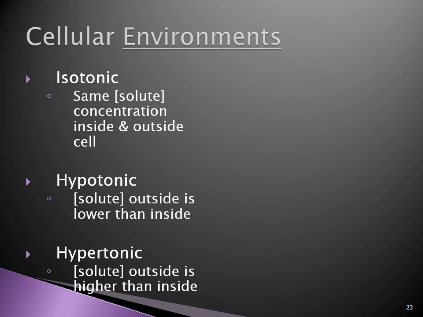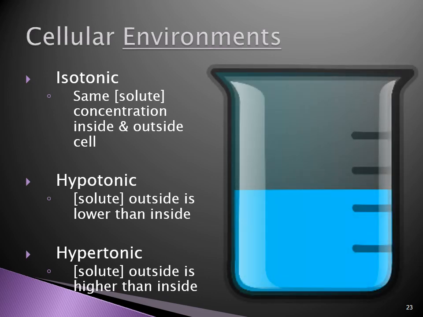So if we say isotonic, it means the outside of the cell is the same. If we say hypotonic, it means the outside of the cell is lower. And if we say hypertonic, it means that the outside of the cell is higher. So for that, we have drawn a quick little beaker, and we're going to pretend that we have a cell hanging out in there with a double membrane in red. And we can envision some material, the environment, outside, and then what's on the inside.